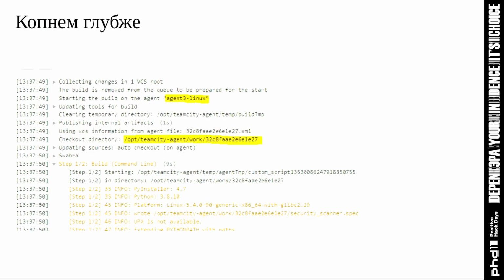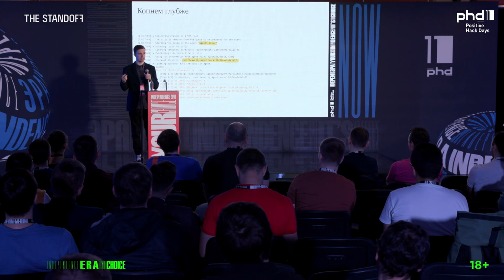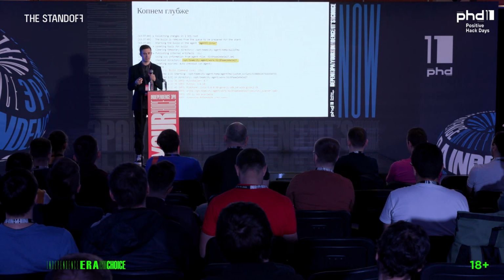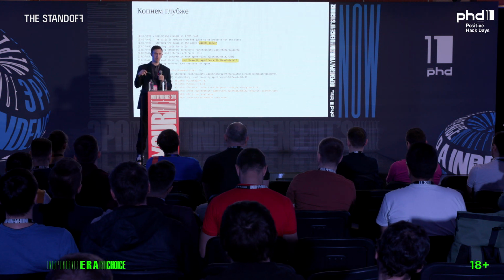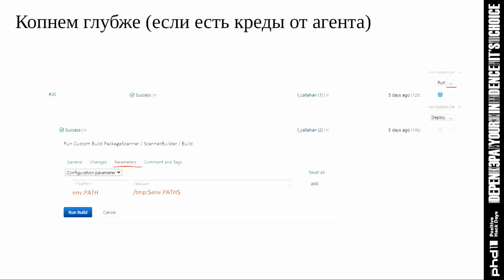So we can see OTP, TeamCity agent, work, and then the hash. For some reason, they decided that building a new folder every time is too difficult, so they store it everywhere. So the hacker doesn't need to look for the directory, they know where it is. So, okay, we have this box ticked. We know where the artifact is built and in which folder the output will be stored. Let's move further.